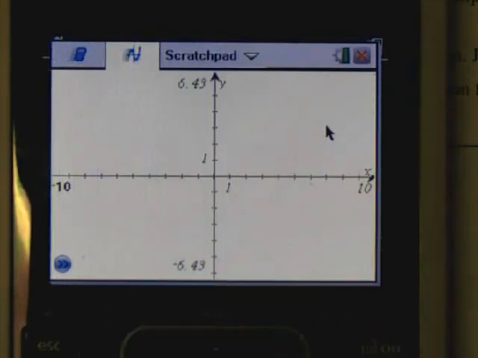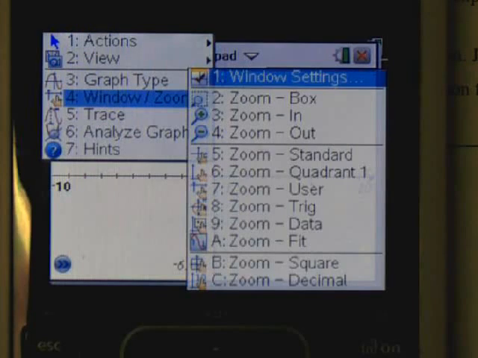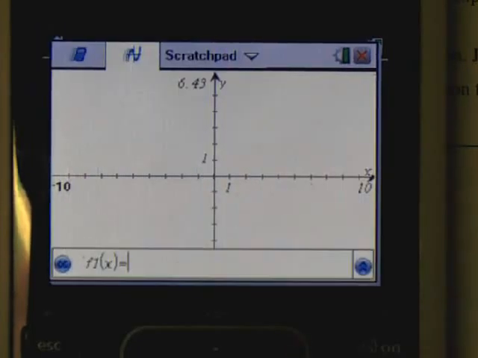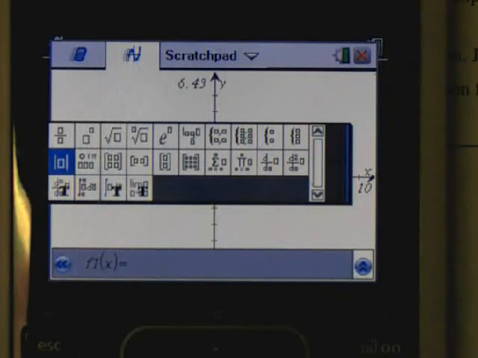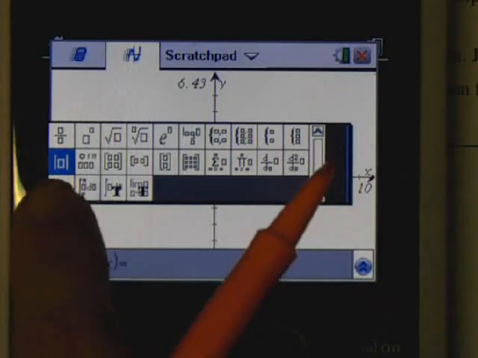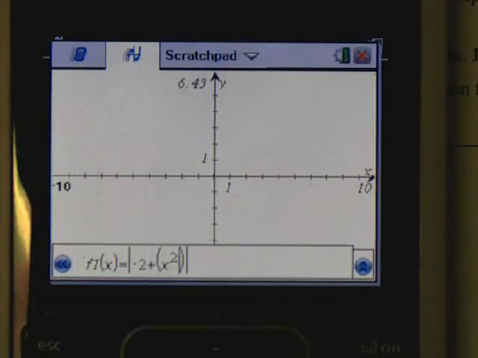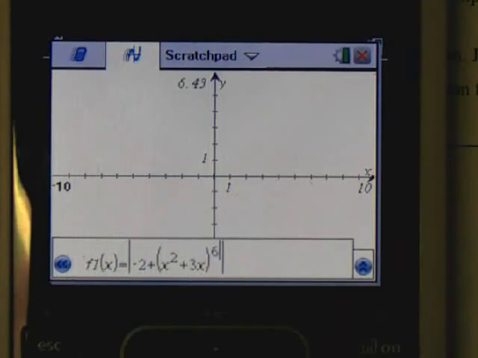Alright, so we're going to press tab. I'm going to type in the absolute value. So absolute value, remember there's a template for it. It's the template key. It's the first template on the second row. The absolute value of negative 2 plus parentheses x squared plus 3x close parentheses to the 6 over 5 minus x cubed. Right. So we're going to graph that. That's the absolute value of the velocity equation. And then I'm going to press tab again and I'm going to graph just 2.